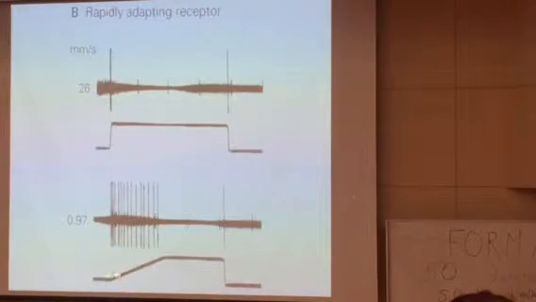And if you were to give this stimulus at a different rate, you would see that the frequency of action potentials would mimic the rate of change in the stimulus. So rapidly adapting receptors are very good at relaying information about the rate of change of a stimulus. As soon as the stimulus becomes constant, however, they stop relaying any information.